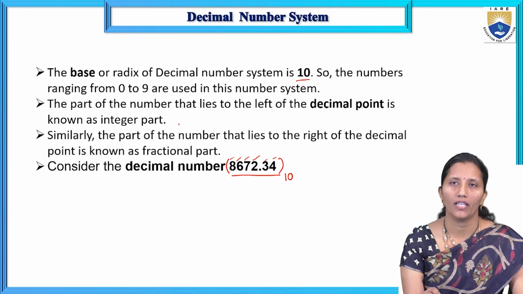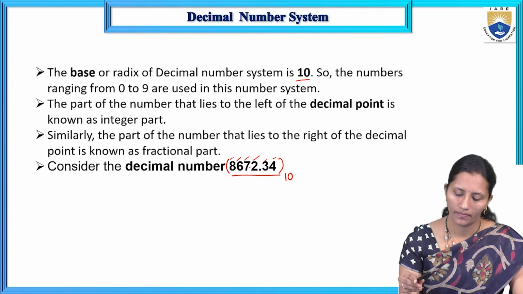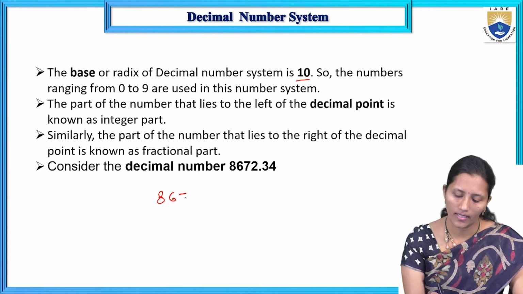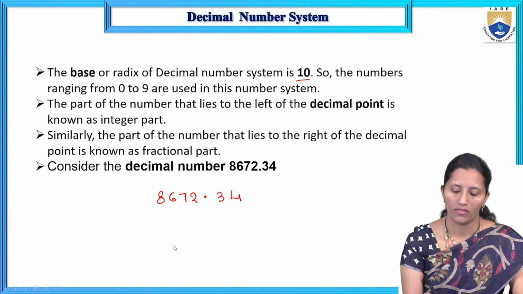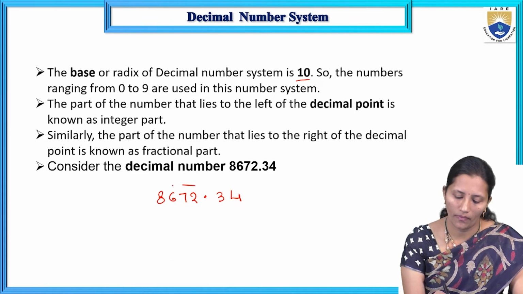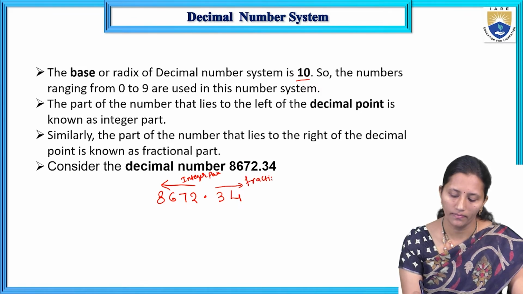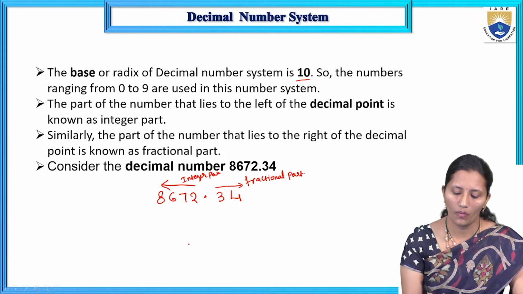We are representing this decimal number system with examples. Here I have 8672.34. This dot represents the decimal point. The part that lies to the left of the decimal point is known as the integer part, and the part to the right side of the decimal point is the fractional part. Okay.